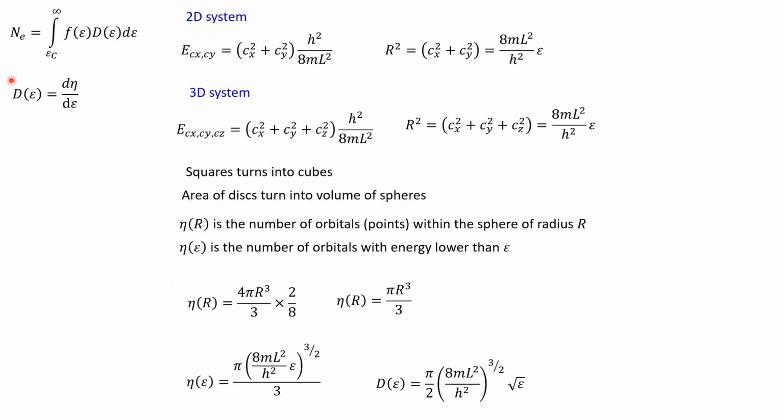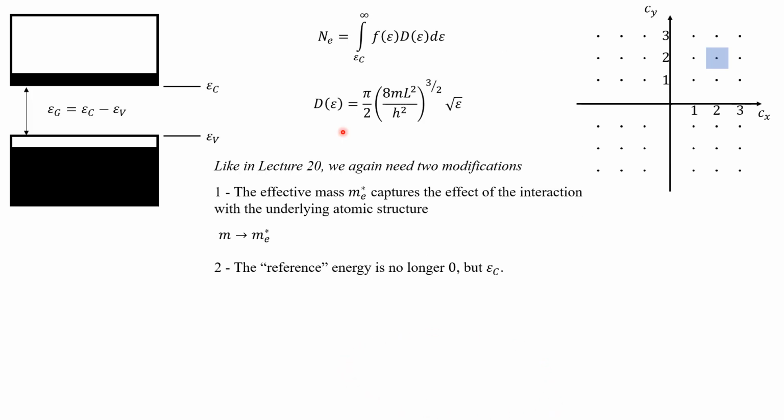And then again, to get the density of states is exactly the same idea. We need to derive the number of orbitals with respect to the energy. So we need to derive this expression with respect to the energy. If we do that, we obtain this expression. There is no mystery. Okay, so we have now an expression for the density of states of an ideal electron gas.